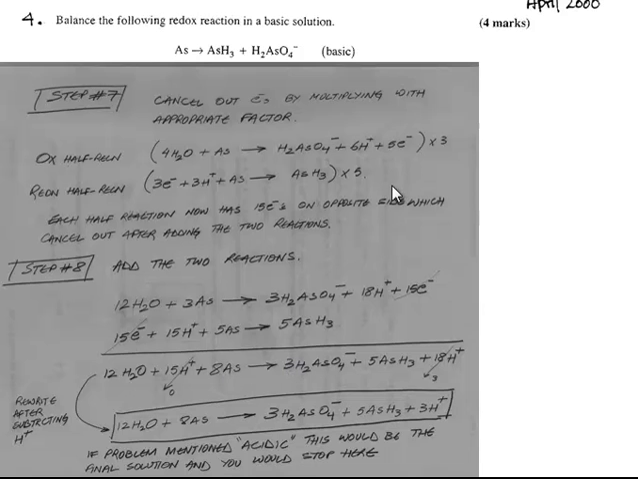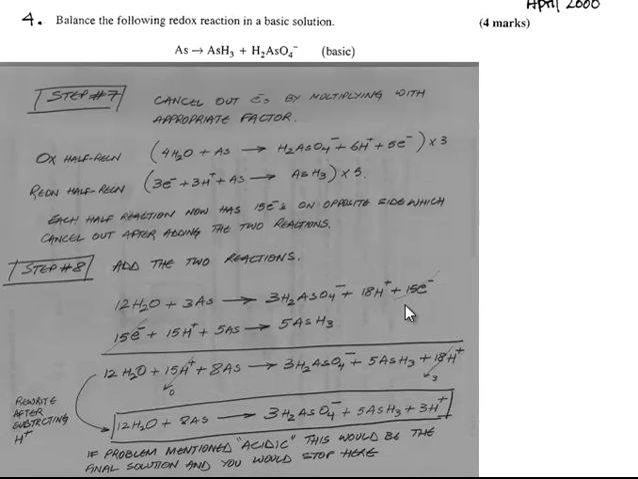Now once we multiply 3 throughout the entire reaction, that gives us 12 water. 3 times 4 is 12, 3 times 1 is 3, 3 times 1 is 3, and 3 times 6 is 18 hydrogen, and 3 times 5 is 15 electrons. And same thing with the reduction half reaction. 5 times 3 is 15 electrons, 5 times 3 is 15 hydrogen, 5 times 1 is 5 As, and 5 times 1 is 5 As. And we add them together, 15 electrons on the left hand side, 15 electrons on the right hand side, they cancel out.